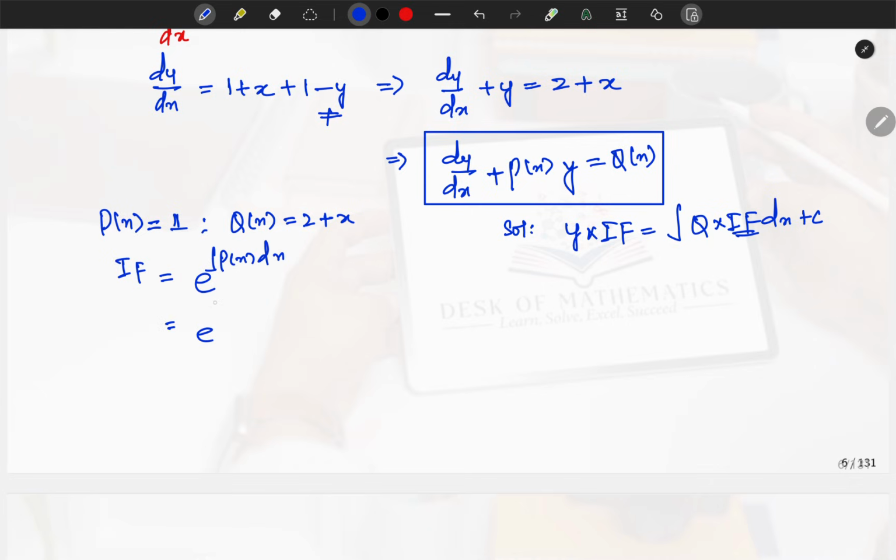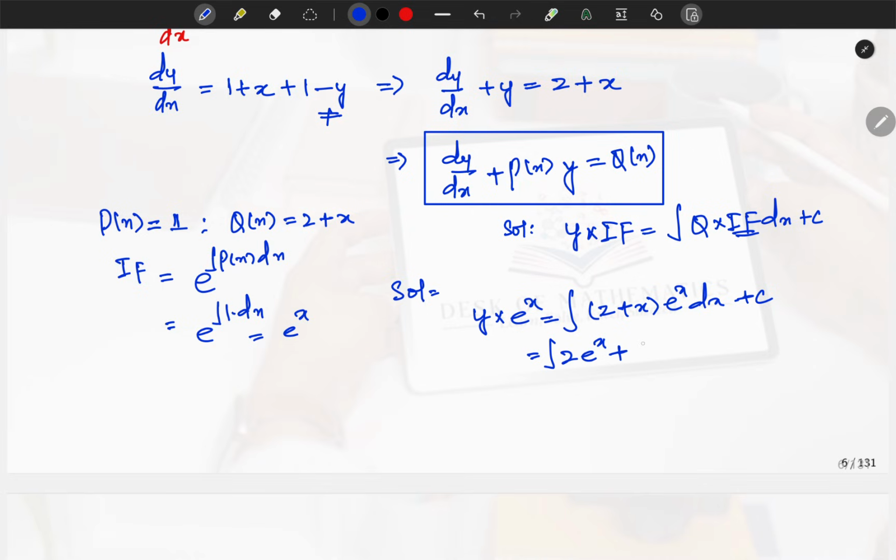Now here p of x is 1, and 1 into dx gives e raised to the power x. Now put it here. Your solution will be y into e raised to the power x is equal to the integral of (2 plus x) e raised to the power x dx plus c. So it is the integral of 2 e raised to the power x plus the integral of x e raised to the power x dx plus c. Here it will be 2 e raised to the power x plus, by parts, x e raised to the power x minus the integral of e raised to the power x, that is e raised to the power x, plus c.